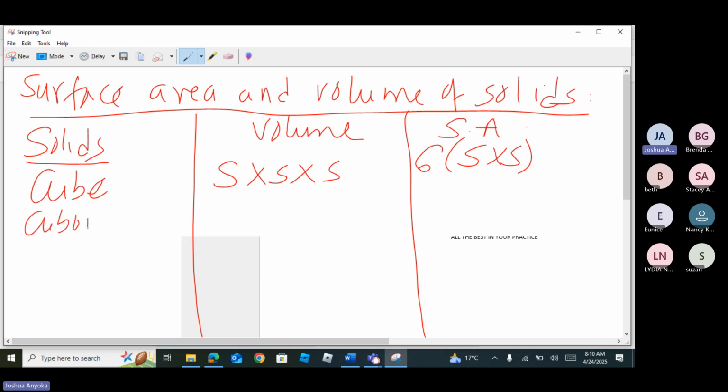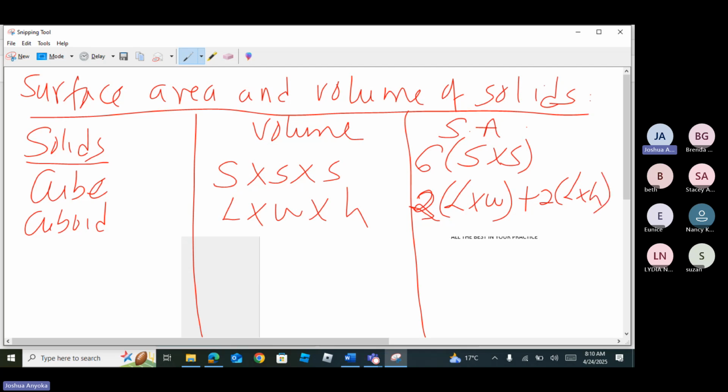Next is a cuboid. Cuboid volume is length times width times height. For the surface area, it is 2 into length times width plus 2 into length times height plus 2 into width times height. There are 6 faces and each of the 2 sides are equal. I may not exhaust everything.